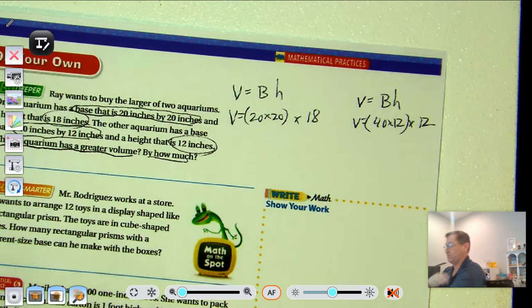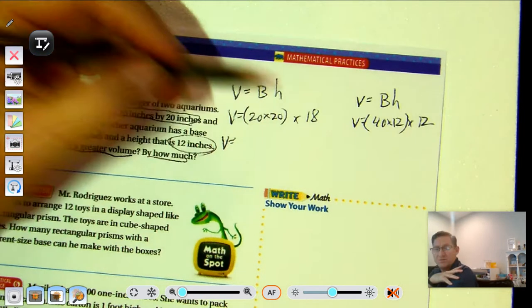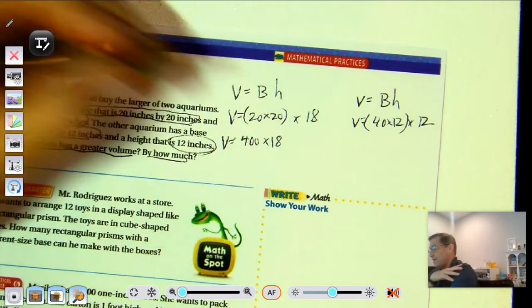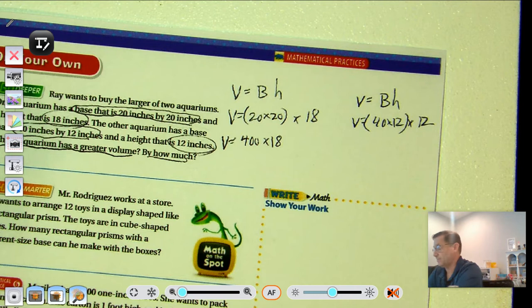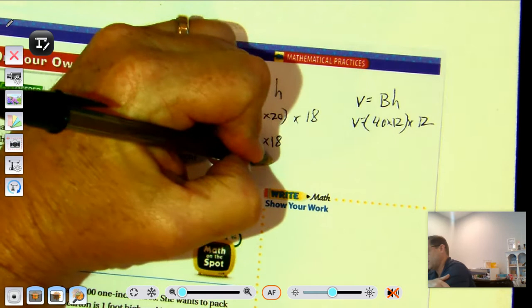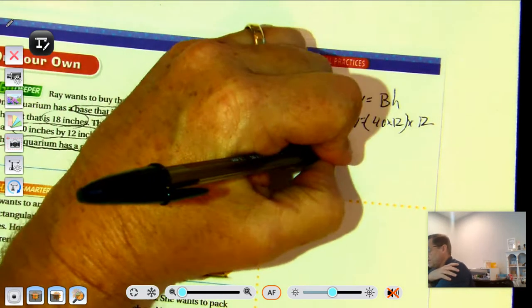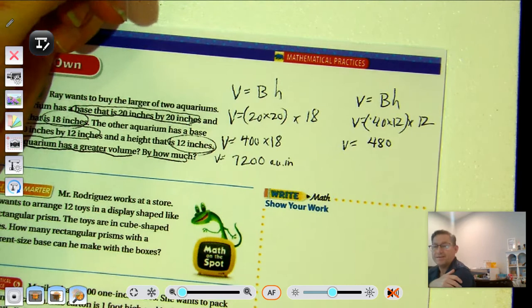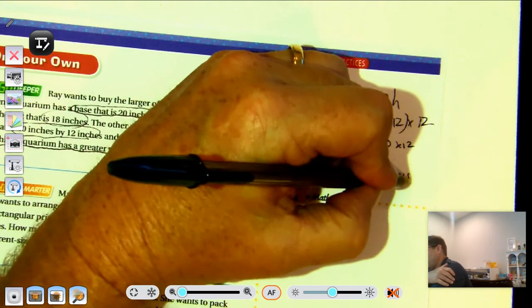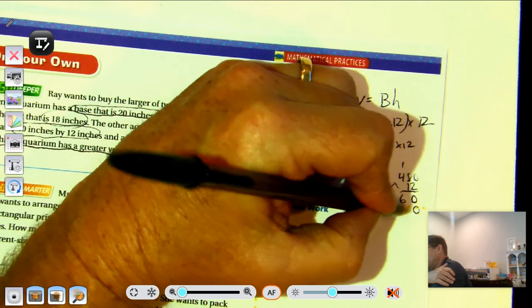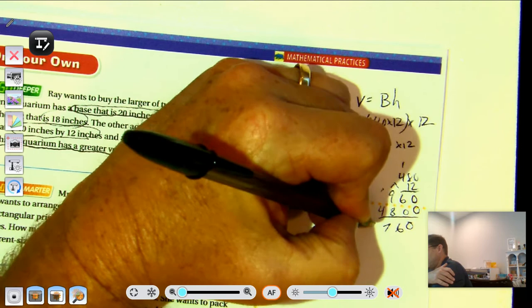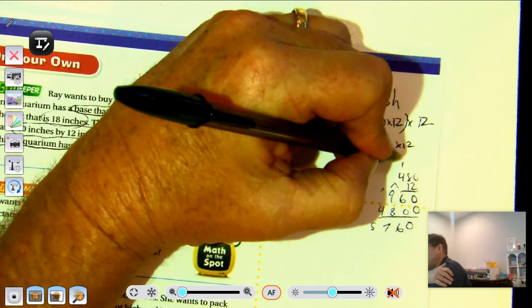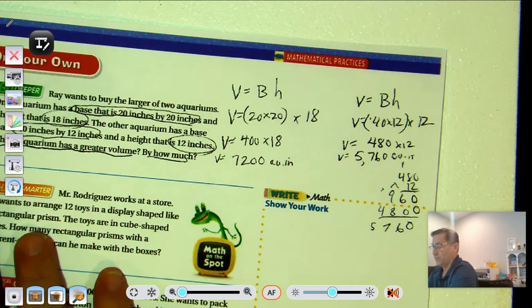All right. So first we just want to find out which one has the larger volume. Well, 20 times 20, that's 400. And 18 times 400, well, that's 7,200. All right, so this one is 7,200 cubic inches. And now how about this one? 12 times 4 tenths is 48 tenths. So 480 times 12 is 5,760 cubic inches.